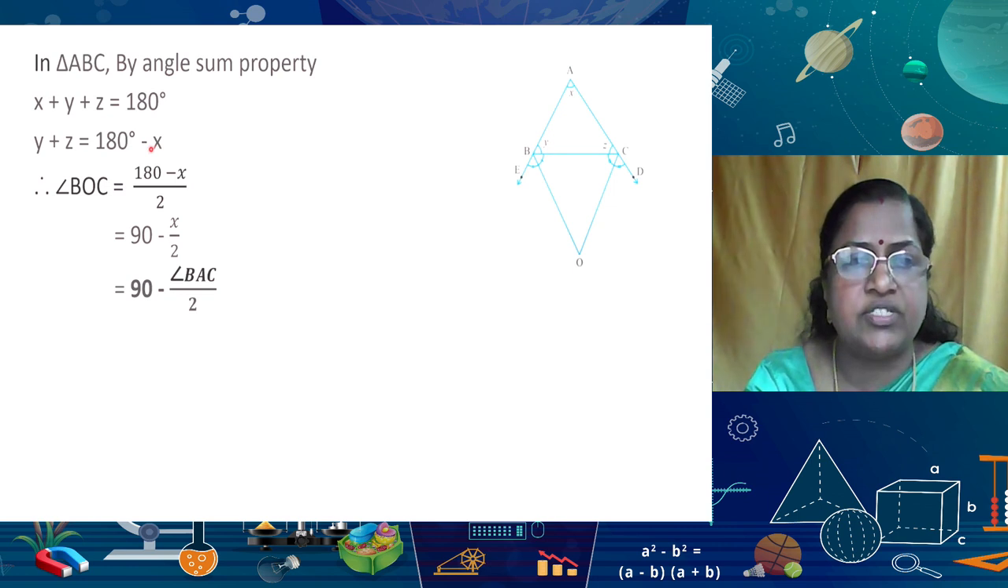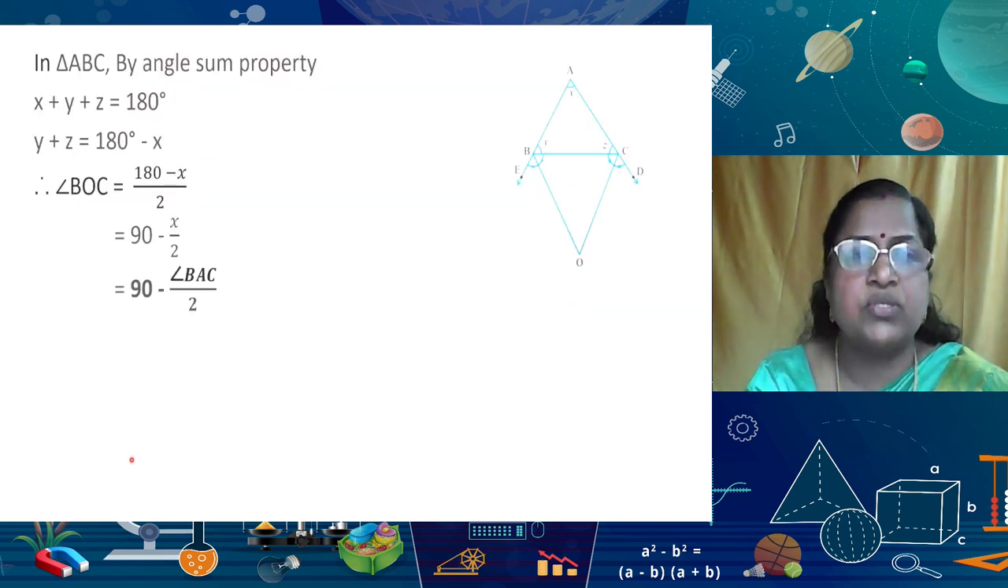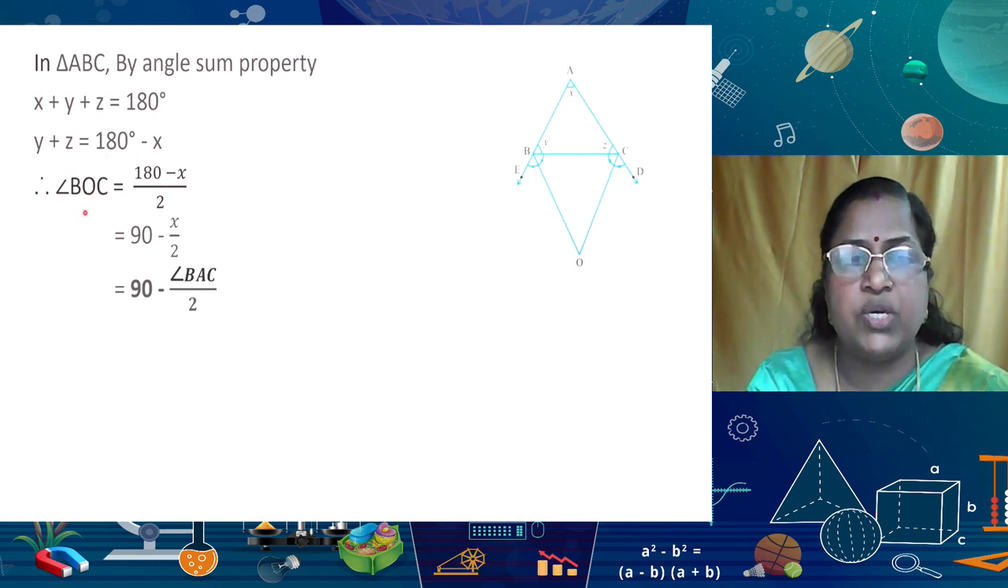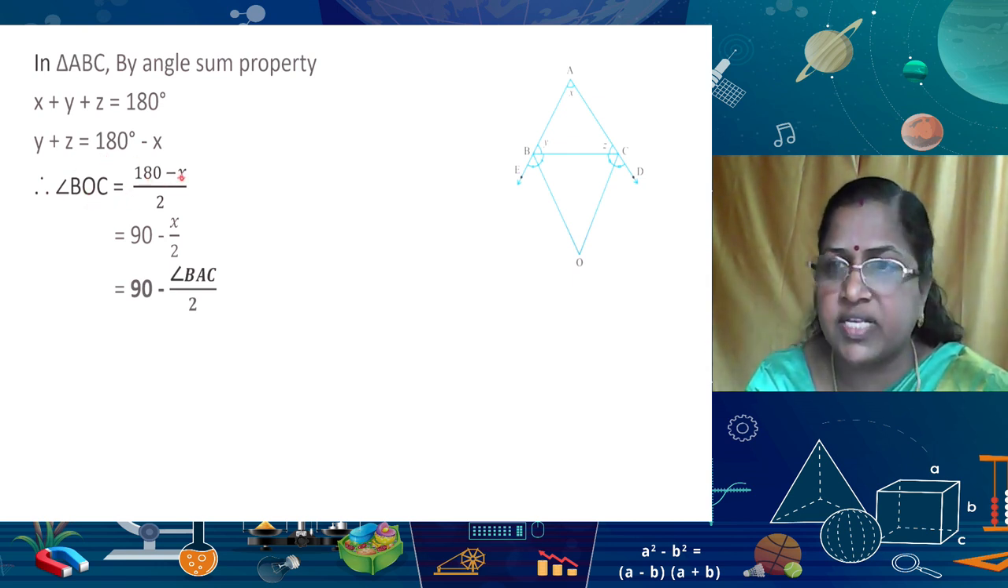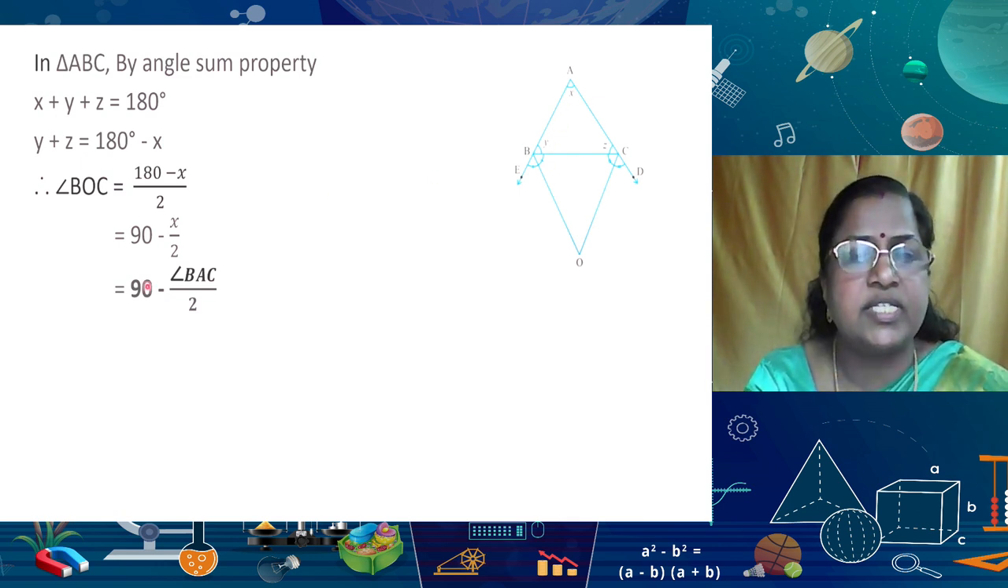In the above relation, we can substitute. We got BOC is equal to Y plus Z upon 2, so substituting Y plus Z as 180 minus X, angle BOC is equal to 180 minus X whole upon 2. That is 180 upon 2, which is 90, minus X by 2, where X is angle BAC. So angle BOC is equal to 90 minus angle BAC upon 2.